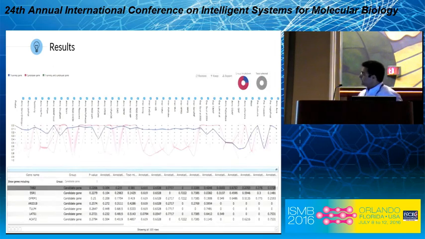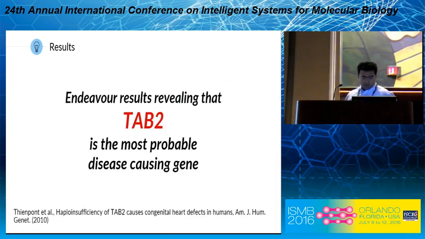Once I filter the data based on the list of candidate genes, I can see that TAB2 gene is scored as the high-ranked gene associated with my question, which was in 2010. It was cleared and approved that this was the gene we were looking into.